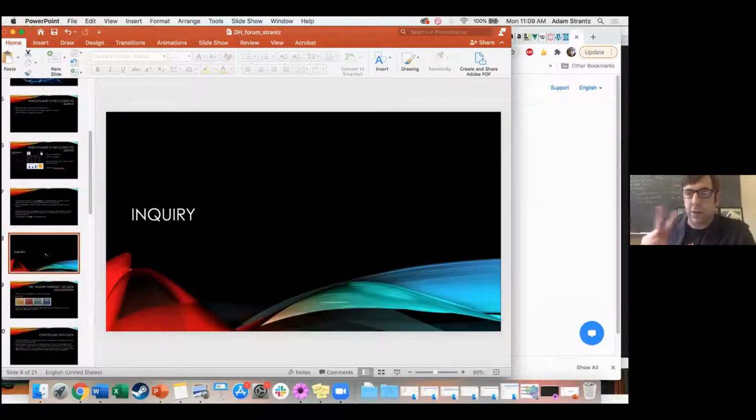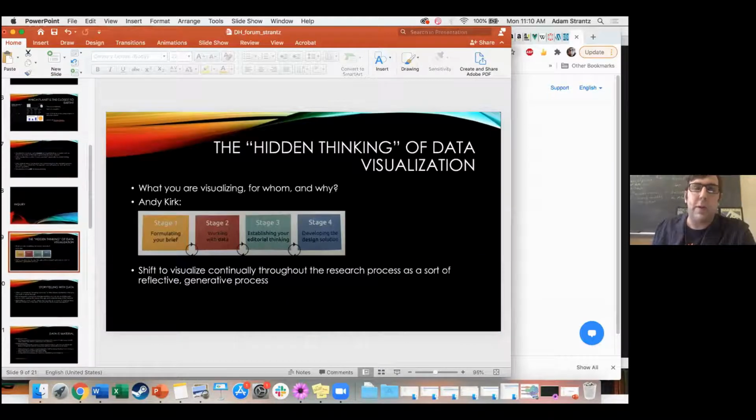And so that leads to the two kind of sides of the coin that I'm talking about here today, inquiry and invention. So a little bit about inquiry and data visualization. Andy Kirk has this great idea of talking about the hidden thinking of data visualization. Like, again, it's not just results, but there's a ton of thinking behind the scenes when you're doing data visualization or any type of visual modeling, right? You have all this work that goes into it. It's not just a nice, cool thing at the end, but there's a lot of work that goes into that.